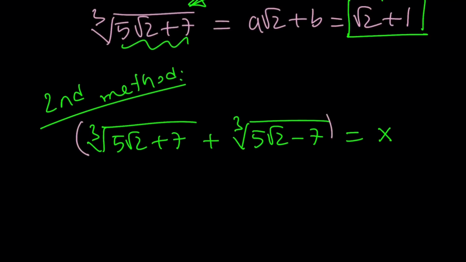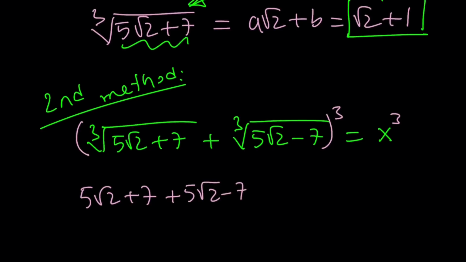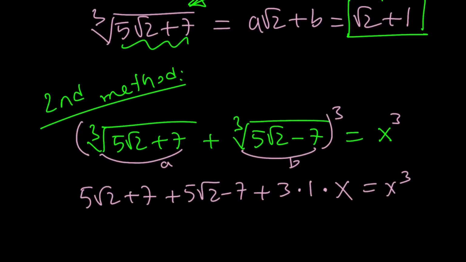Cube both sides. Now when you cube both sides, here's what's going to happen. You're going to get a cubed, b cubed, and then plus 3ab multiplied by a plus b. So you're going to get 5 root 2 plus 7, and then 5 root 2 minus 7, and then plus 3ab. Now, if I call this a and this b, 3ab is just going to be 3 times the cube root of 50 minus 49, which is 1. And that's going to be multiplied by a plus b, but a plus b is x. So I'm just going to write x and set it equal to x cubed.